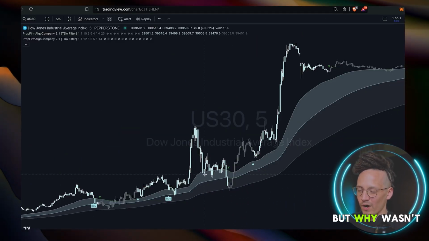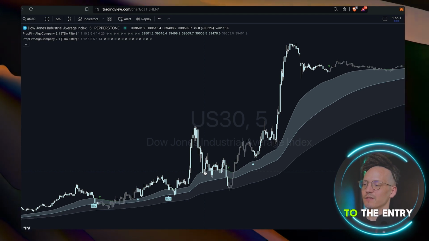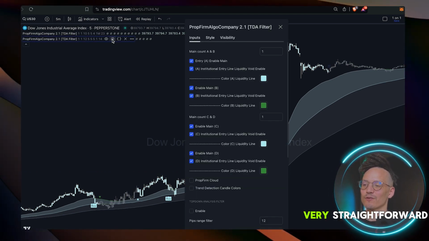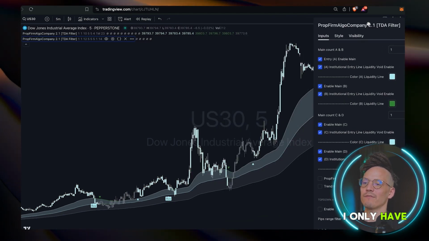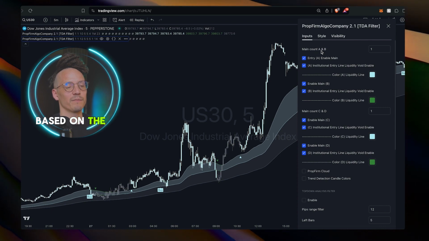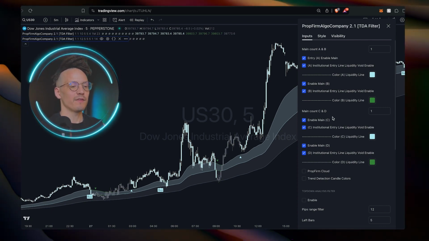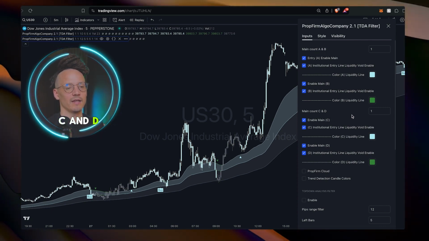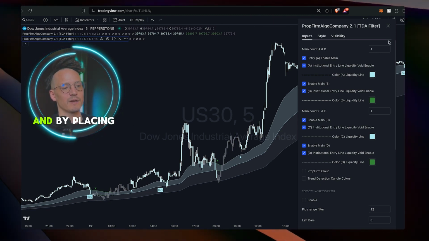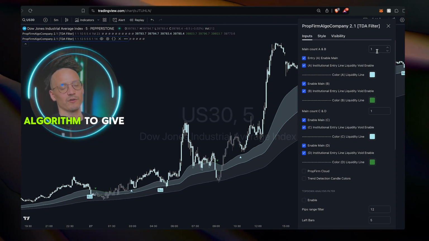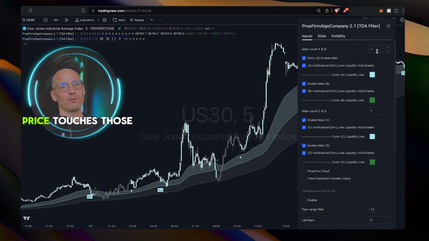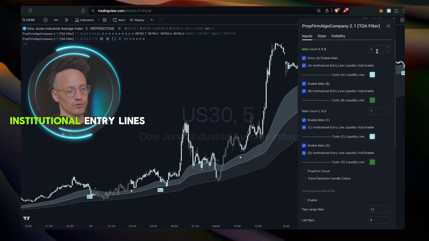So if you're wondering, but why wasn't there a signal there if it came to the entry? Well, that is because of the settings that I have, and in these settings it is very straightforward. I only have the option to remove or add the amount of signals based on the main count A and B and the main count C and D. These are the different institutional entry lines. You basically have 4 different entries, and by placing one, I'm telling the algorithm to give me 1 entry per retest every time price touches those institutional entry lines.